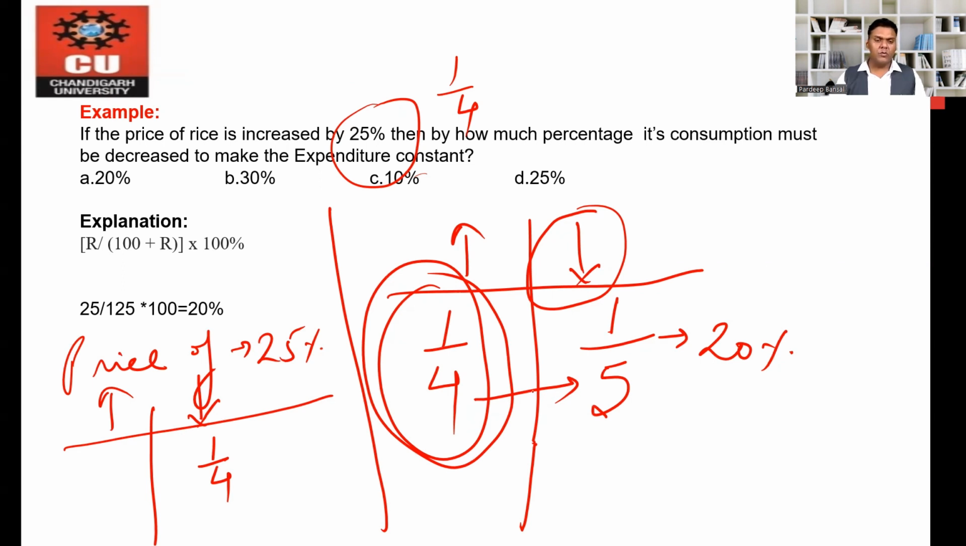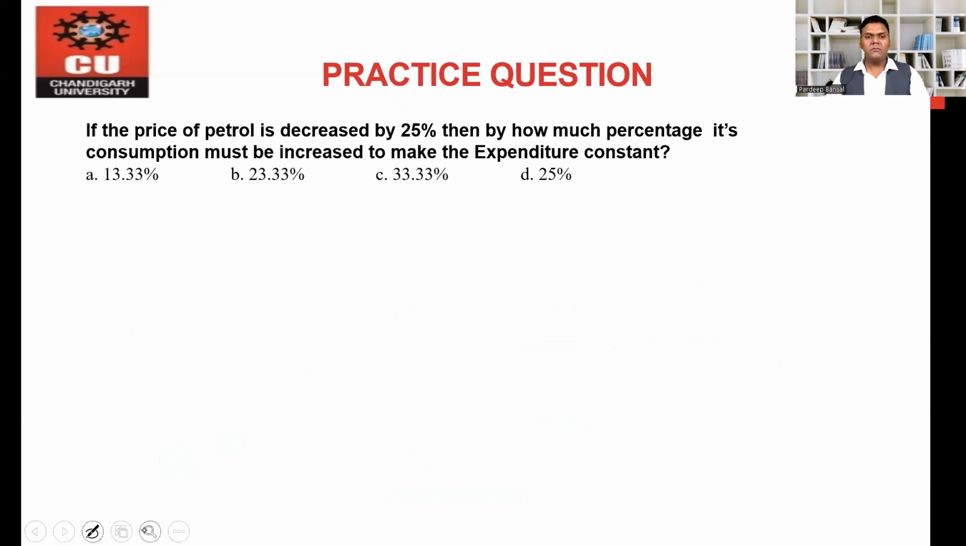Obviously, the reverse is true for the reverse question. Now, decrease is given to you, and this is by how much percent you can increase your consumption so that your expenditure remains constant. So that means I need to decrease the denominator by 1. Exactly. So 1 by 3 is my answer, which is nothing but 33.33%. Right?